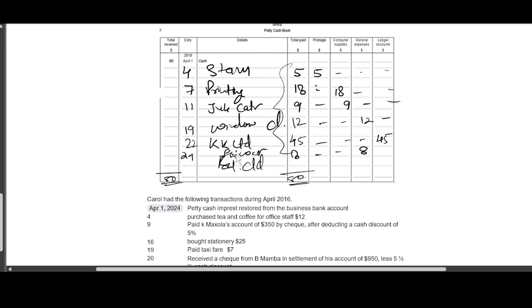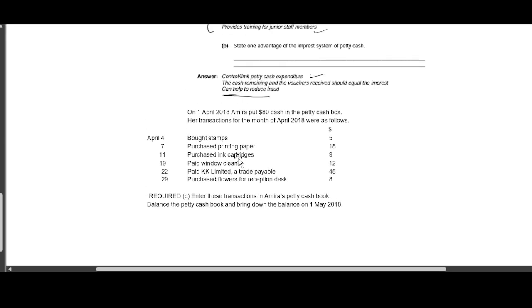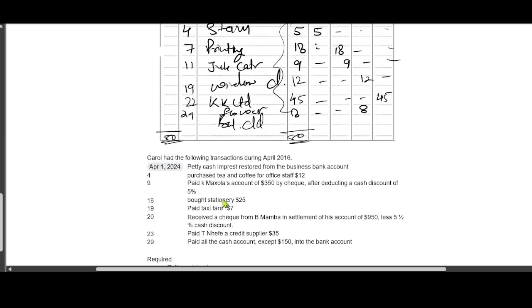So what happened in this question? In this question there is a mistake. Instead of 45, the amount should be 15. Then you have to find the difference after this, and your carried down will be 90. After carried down you have to mention brought down and 90 on this side. Okay, simple.